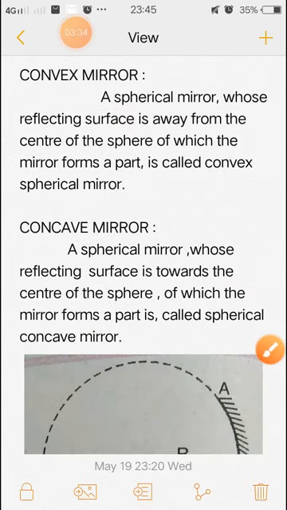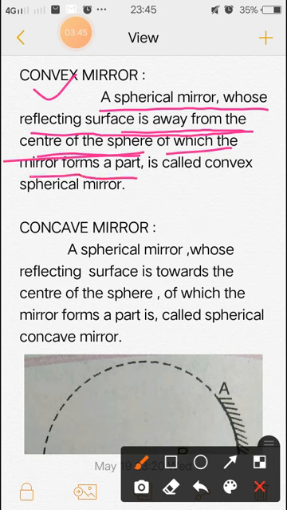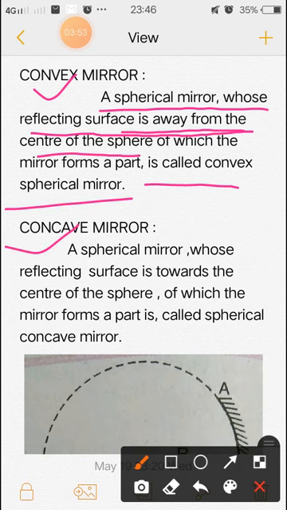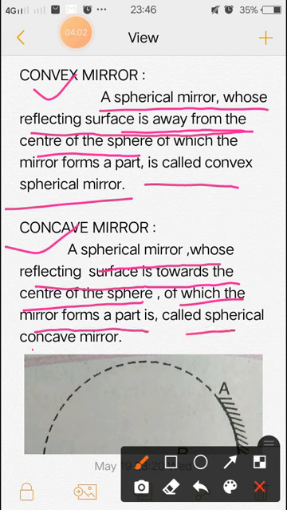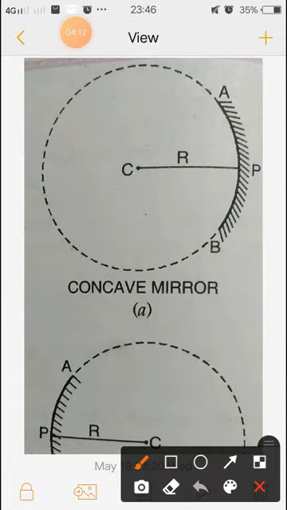Now the definition of a convex mirror: the spherical mirror whose reflecting surface is away from the center of the sphere of which the mirror forms a part is called a convex spherical mirror. And the concave spherical mirror is the spherical mirror whose reflecting surface is towards the center of the sphere of which the mirror forms a part. This is an image of a concave mirror, and this is the convex mirror. In the concave mirror, this surface is polished and this surface is reflecting. Light is entering this surface.